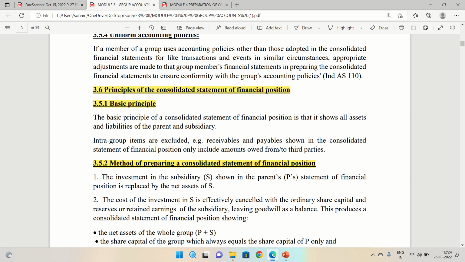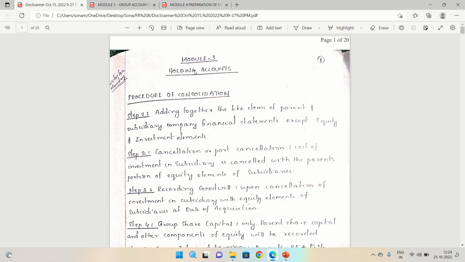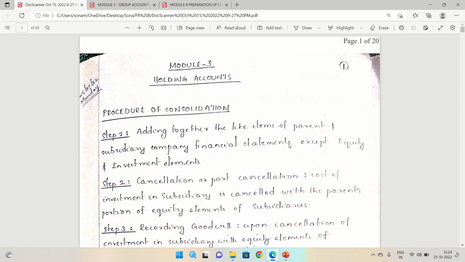Okay, but certain items are excluded, like intra-group items. That is, any transactions or any happenings between the parent and subsidiary company need to be excluded in the consolidated statement of financial position. We'll see that also. Okay, so this is the basic principle behind this. So now we'll see the method or procedures for the preparation of consolidated statement of financial position.